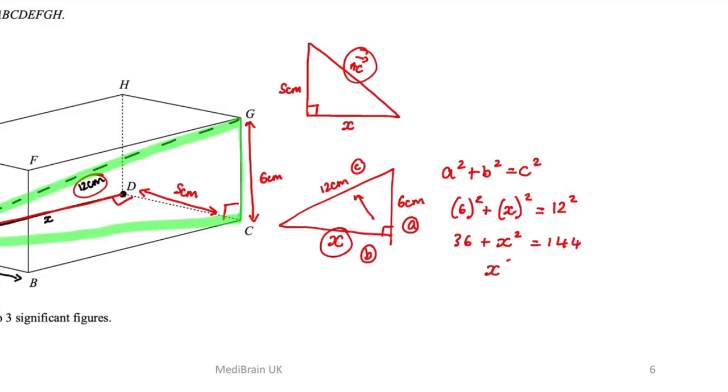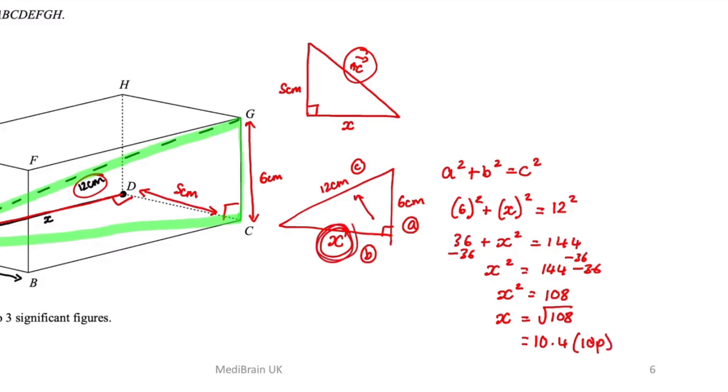If we rearrange, we get x squared equals 144, subtract 36, because we're going to take 36 from both sides. So x squared equals 144 subtract 36, which is 108. So we get that x equals the square root of 108. The square root of 108 gives you 10.4 to 1 decimal place. So that's what this side over here, x, is.